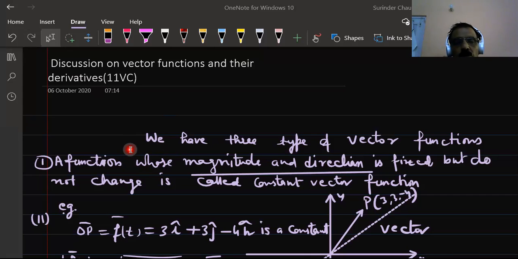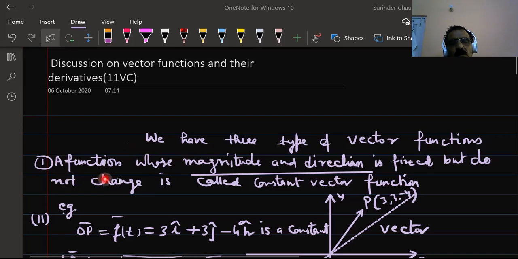The types of vector function: there is the constant vector function, whose magnitude and direction are the same. If the magnitude is the same, we get one kind of vector function. If the magnitude is not constant but the direction is constant, we get a different type of vector function. So we'll discuss them first, then find their properties. Let's define three types of vector functions.